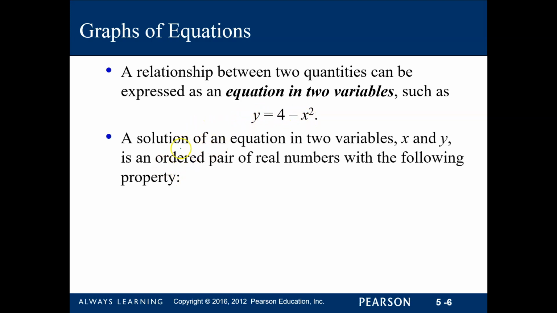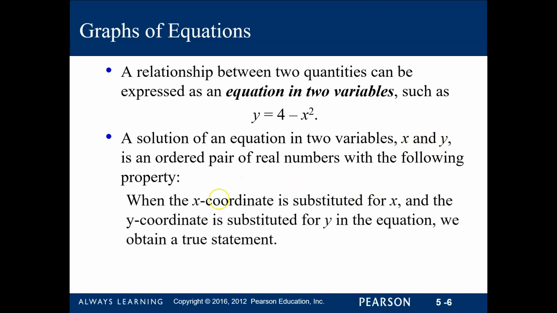So when we are looking for the solution of an equation in two variables, we have to find the values of x and y in such a way that if the x coordinate substitutes for x, and also if the y value substitutes for the y of the equation, it gives us a true statement. So it's not just x that we are replacing now. We are also going to be finding out if the value of y also makes the equation true.